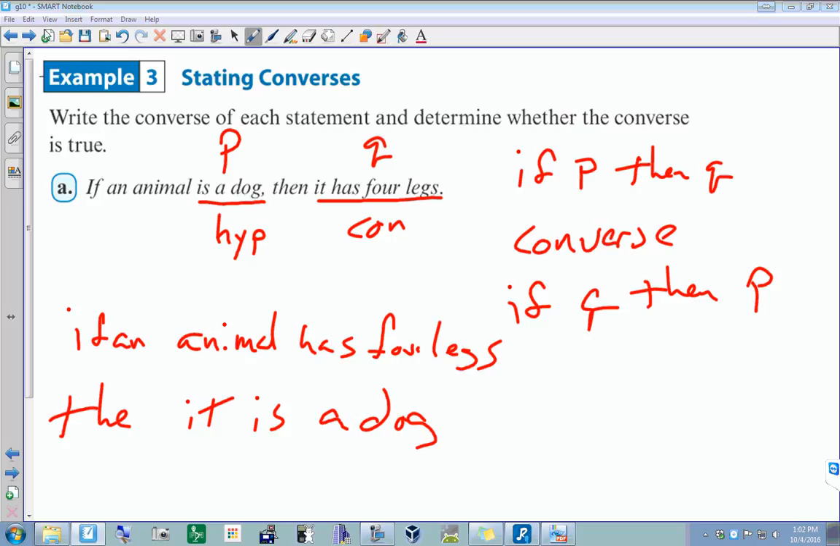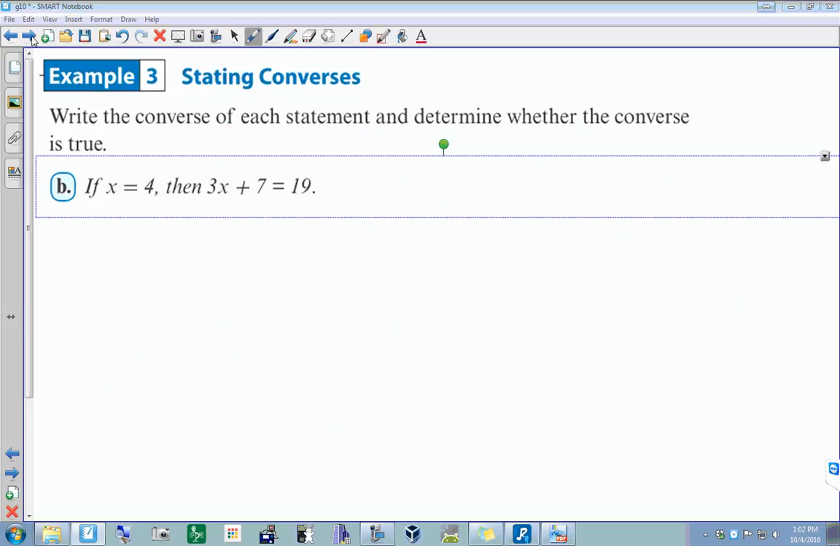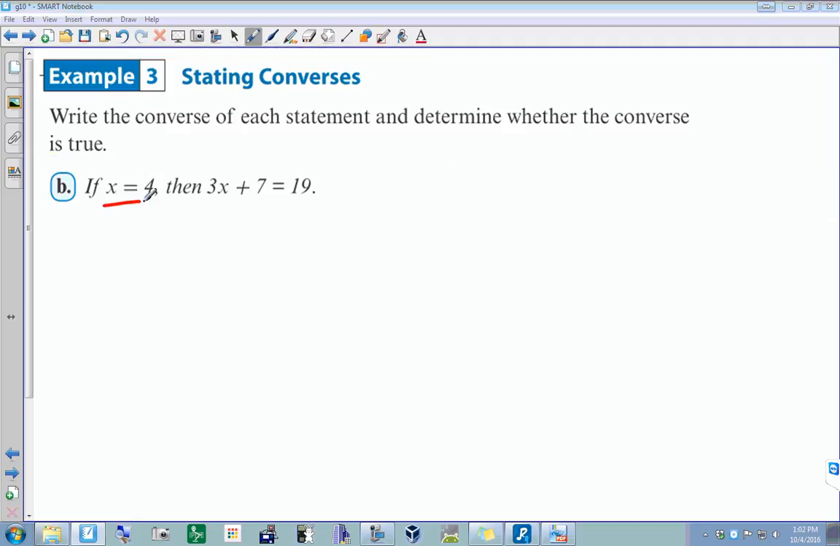So it's good to be able to take a look at it and read it. Okay, so if x is 4, then 3x plus 7 is equal to 19. Is this true? Well, if I put 4 in for x, 3 times 4 is 12. 12 plus 7 is 19. Okay, so that is true. So here's our P.